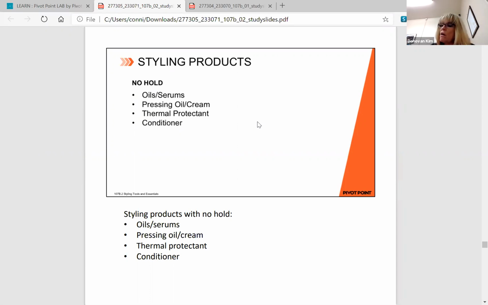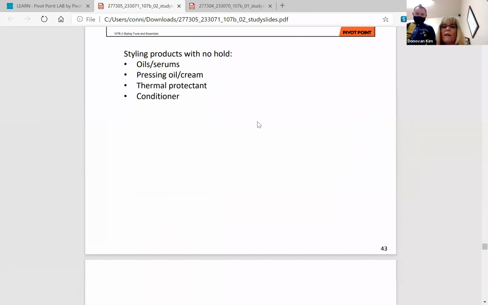So the pressing oil or the pressing cream, you usually want to use those very sparingly too, because when you put too much on it and you put heat to it, it's going to smoke or burn or smell like burned hair. They're smoky, hard to breathe sometimes. Thermal protectant is what you want to put on the hair before you put any type of heat to it, like a blow dryer or a flat iron. Those work really well. And then a conditioner, they're usually creams. They're going to help the hair comb out easier or help remove tangles, or if you're trying to take out braids, it's going to help remove a lot of that.